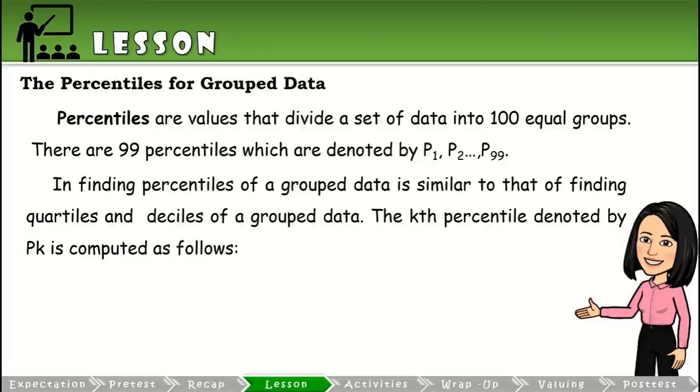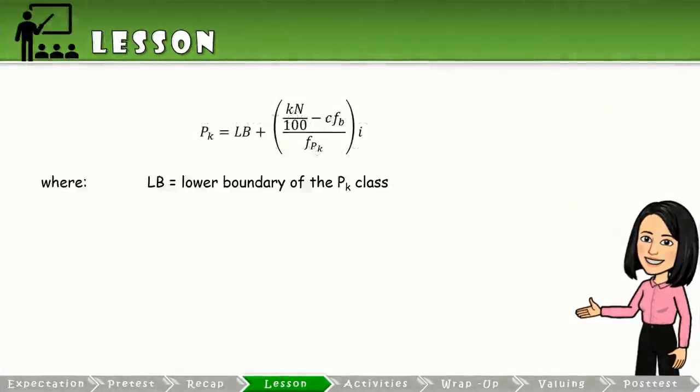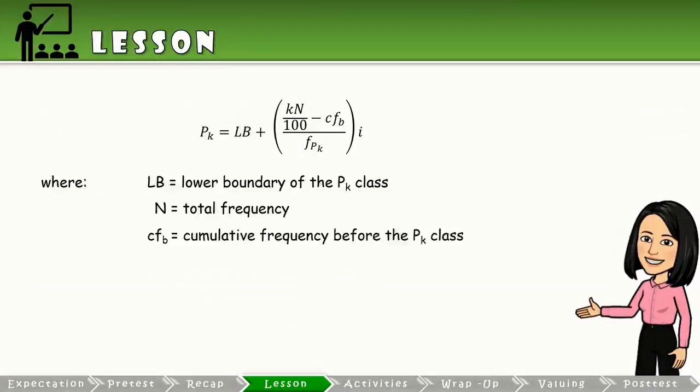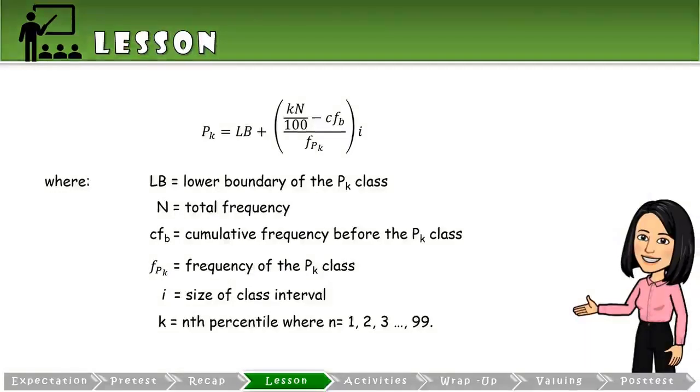Finding percentiles of group data is similar to finding quartiles and deciles of group data. The kth percentile, denoted by P sub k, is computed using the formula, where LB is the lower boundary of the P sub k class, N is the total frequency, CF sub B is the cumulative frequency before the P sub k class, F sub P sub k is the frequency of the P sub k class, i is the size of the class interval, and k is the nth percentile where n is equal to 1, 2, 3, up to 99.